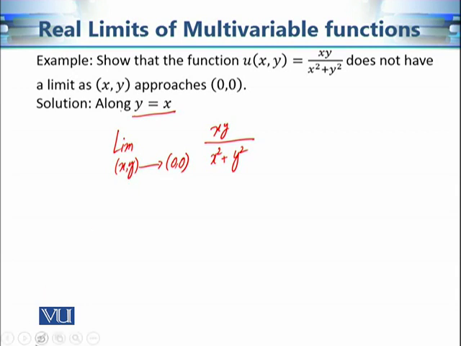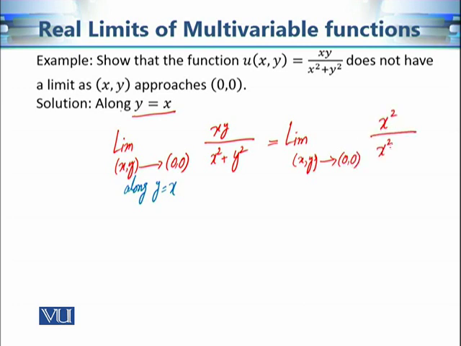And if we just write it over here just for a reminder, along y is equal to x. If it is along y is equal to x, then it becomes a limit. So y is x, we can just replace y with x. So it becomes x square over x square plus x square. And this is the same as limit x approaches 0 of x square over 2x square.